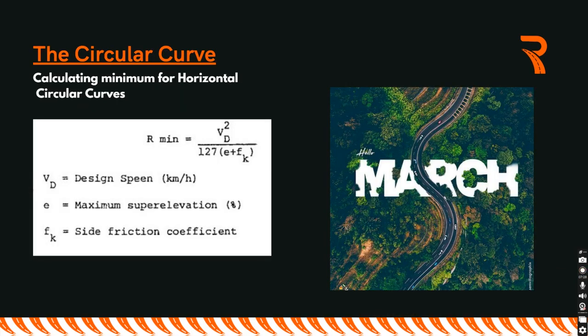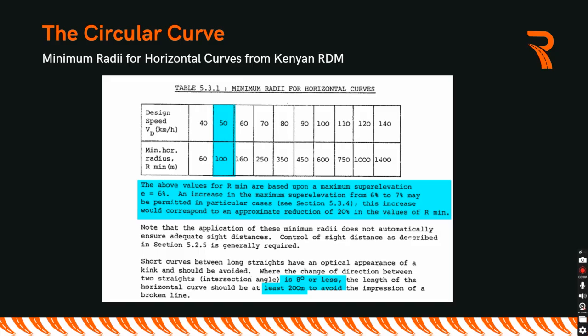The second one is the circular curve, and this one is ideally influenced by the design speed, the maximum super elevation that you're going to have, and the side friction coefficient, which of course is dependent on the kind of surfacing that you're going to have. So from this formula, when you have a very high design speed, we expect the radius to be high, right? And that is obvious. If the design speed is small, like 20, 30, it means you are going to have a smaller radius.